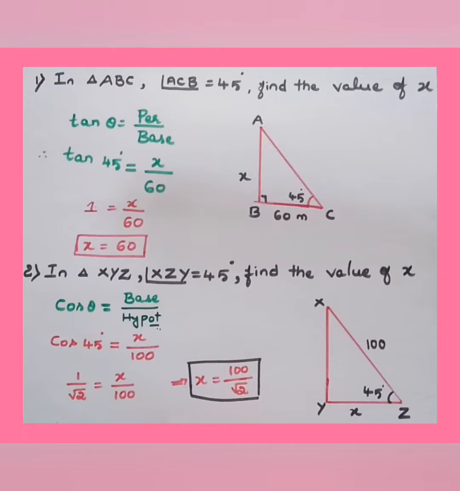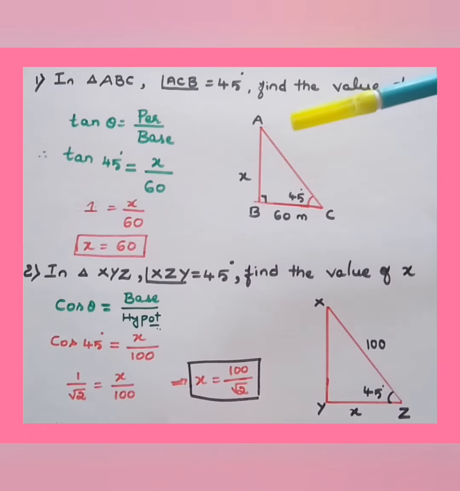In a triangle ABC, angle ACB is equal to 45 degrees. Find the value of x. They have given the reference diagram. In that they have given ABC is 90 degrees, a right angle triangle, and angle ACB is 45 degrees, BC is 60 meters, and x we have to find out, that is AB.